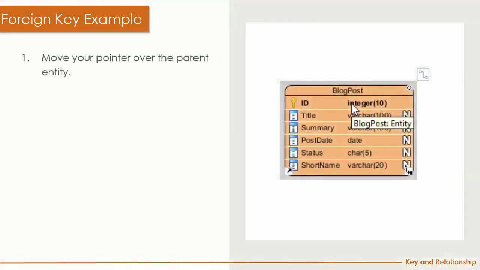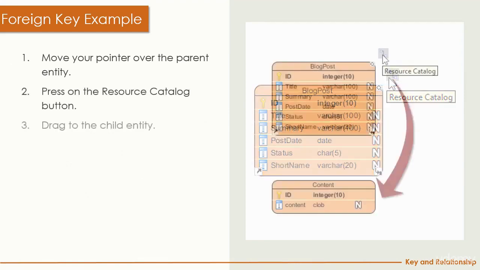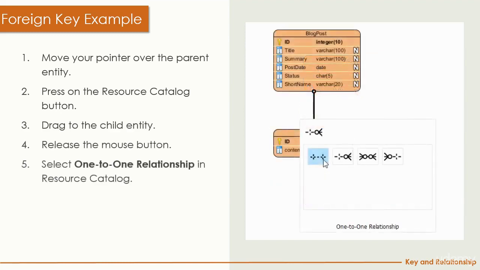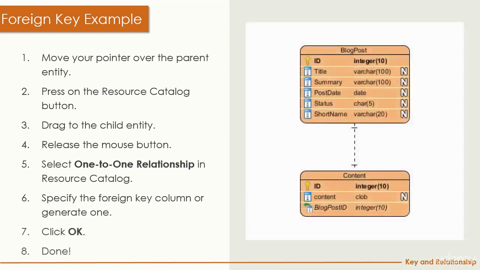To create a one-to-one relationship is easy and similar to one-to-many. Just move to the resource catalog, drag and drop, and then select the one-to-one relationship. Similar to the one-to-many, you also need to pick the foreign key column, or you can generate one as default. Then the relationship will be created.